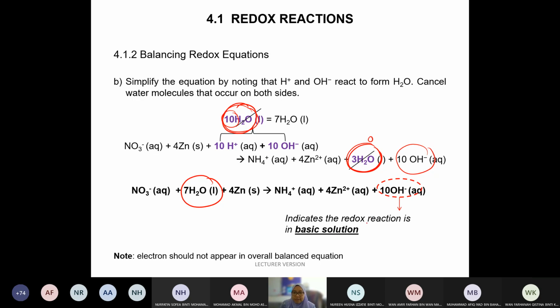So this is in basic condition because we have OH minus in the reaction. Tak ada siapa yang boleh cancel this OH minus. Okay, so this is considered balanced redox reaction in basic solution. Okay, so dia ada notes, should not appear in overall balance equation. The electron should not appear in overall equation. It's just that you have to be careful lah.